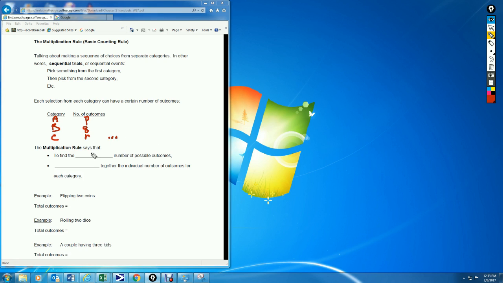And then the multiplication rule says that to find the total number of possible outcomes, multiply together the individual number of outcomes for each category. So in other words, your total number of outcomes would be P times Q times R times however many more.